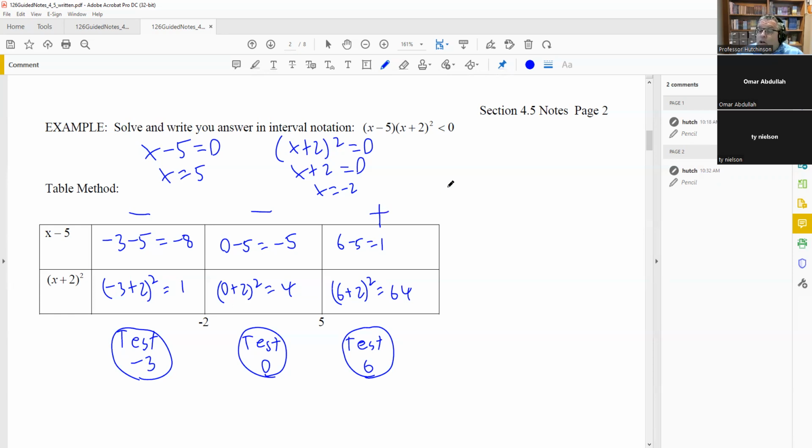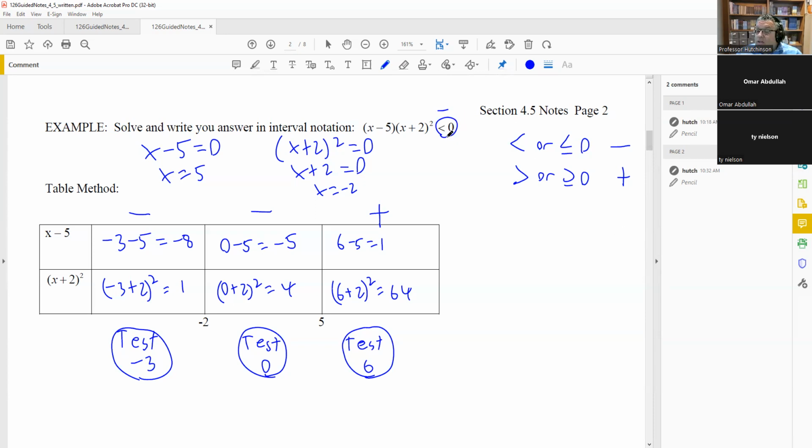For this, I want to look at how I'm going to determine what my answer is going to be. I want to look at the inequality that was given in the original problem. So if I have less than or equal to 0, I want to look for negatives. If I have greater than or equal to 0, I'm going to look for the region that has positives. Okay, so on my original problem, right here, I've got less than 0. That tells me I need to look for the regions that have a negative.